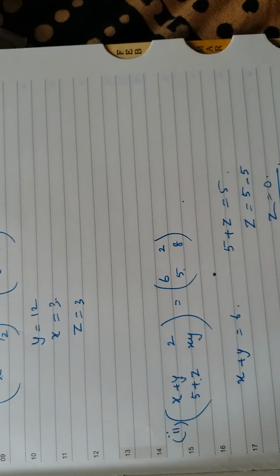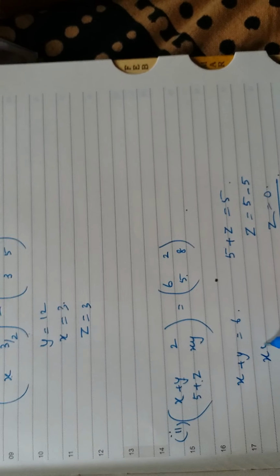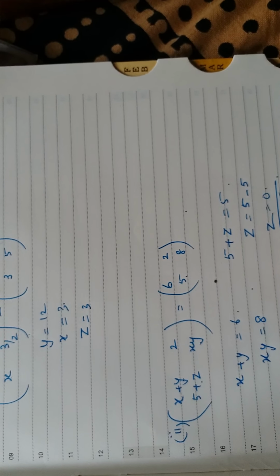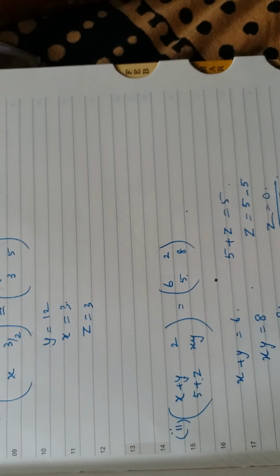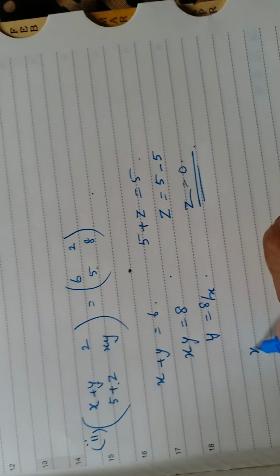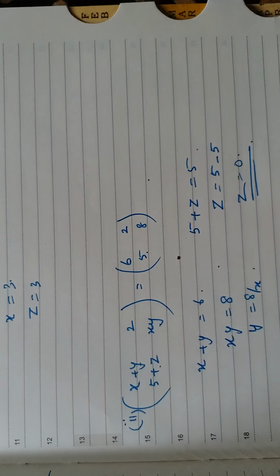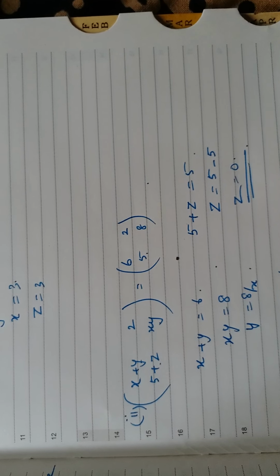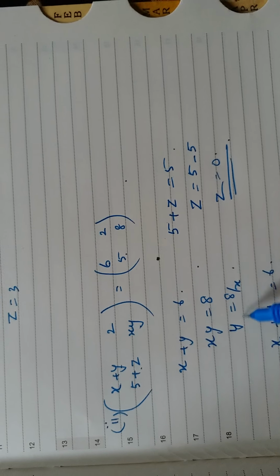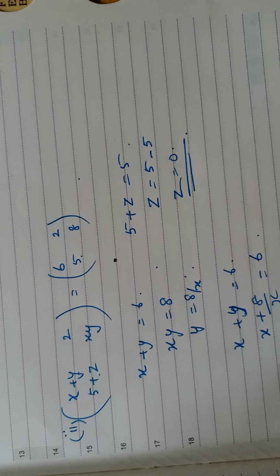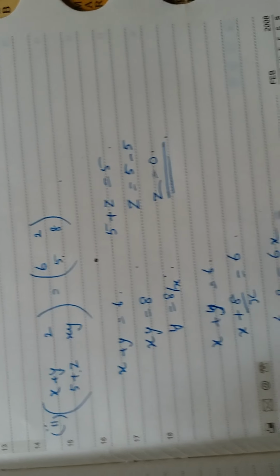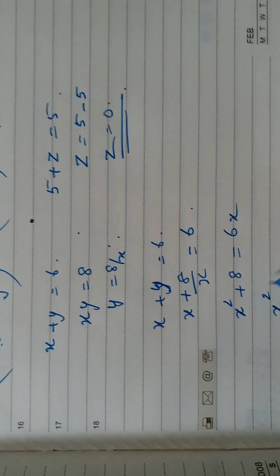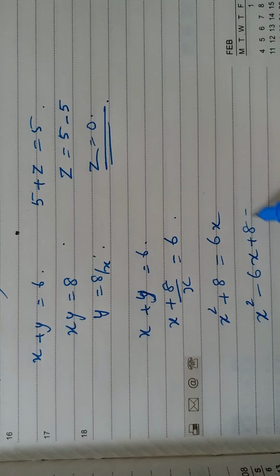XY is equal to 8. So Y is equal to 8 by X, and you can substitute here. X plus Y is equal to 6 means X plus 8 by X is equal to 6. In the place of Y I have put 8 by X. Taking the LCM, X squared plus 8 is equal to 6X. So X squared minus 6X plus 8 is equal to 0.